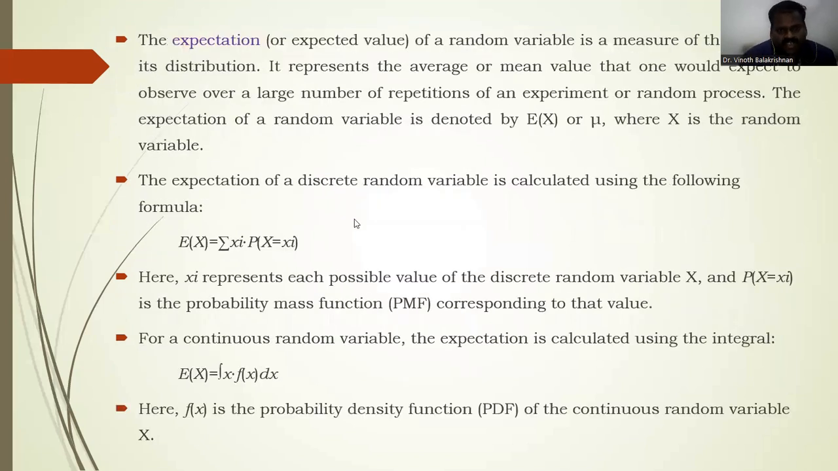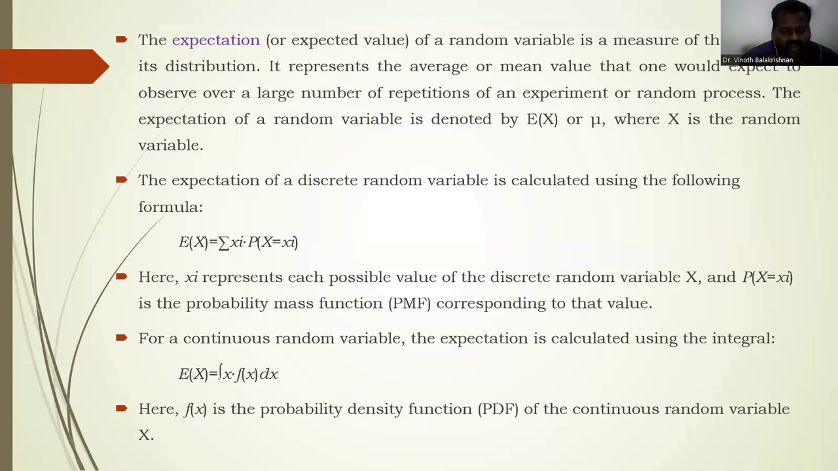what is expectation? Expectation is the expected value of a random variable, whether it is discrete or continuous. This expected value represents the average or mean value that we would expect to observe over a large number of repetitions of an experiment or random process. It is called the expected value. The expectation of a random variable is denoted by E of X, that is the mean value of the random variable X.